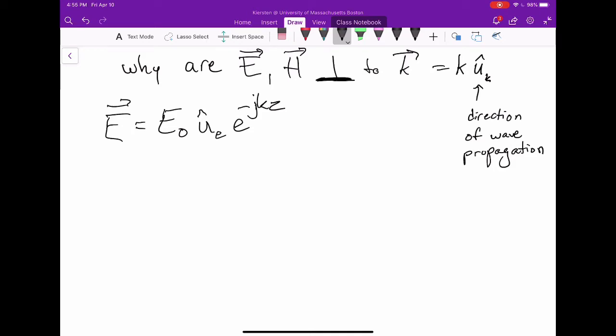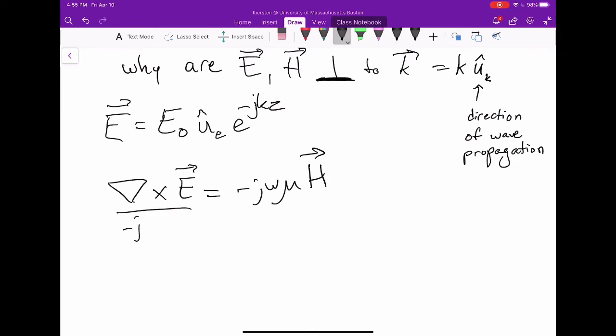So the next thing I'm going to do is find the magnetic field due to this electric field using Faraday's law. And that is that the curl of the electric field is equal to minus j omega mu H. Okay, so far so good. Divide through by minus j omega mu, and we can find out what the magnetic field is over here.